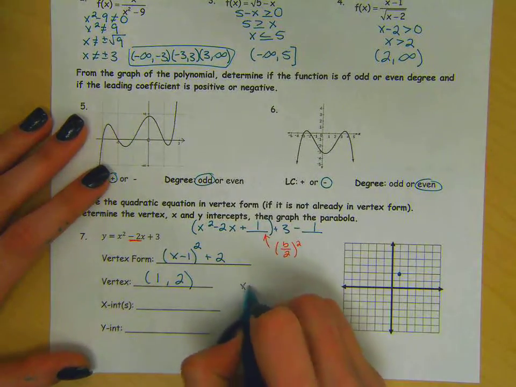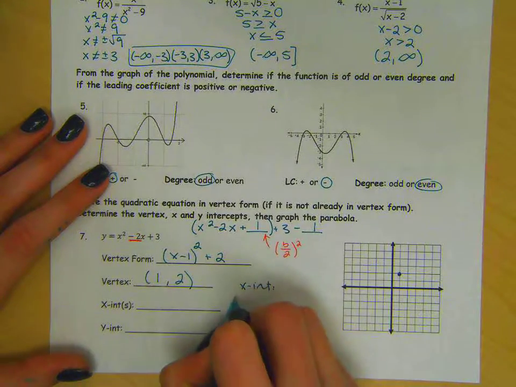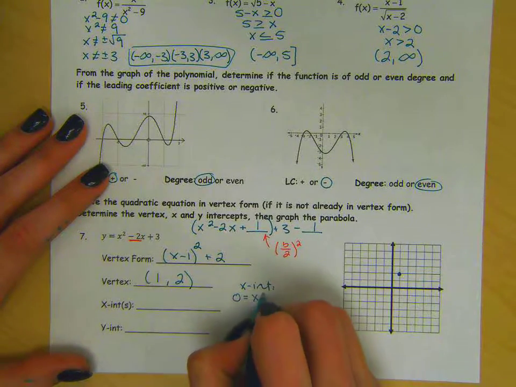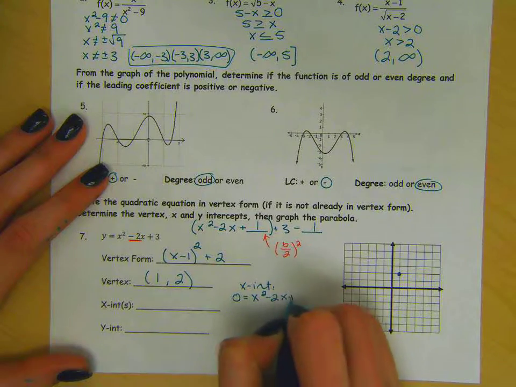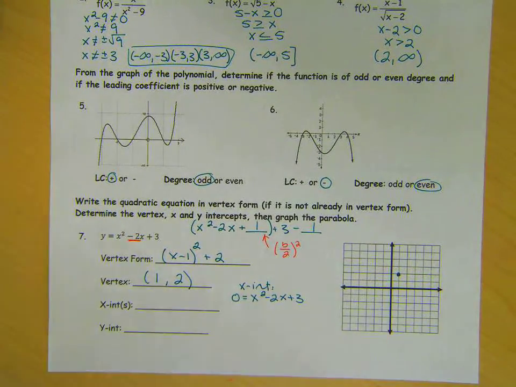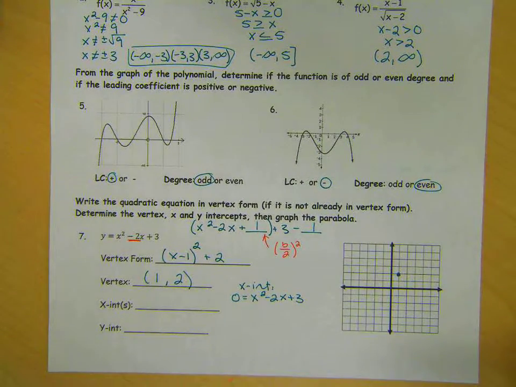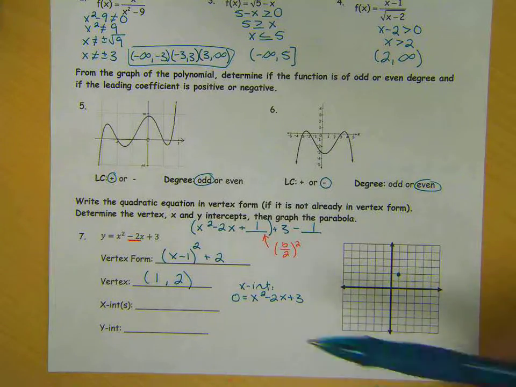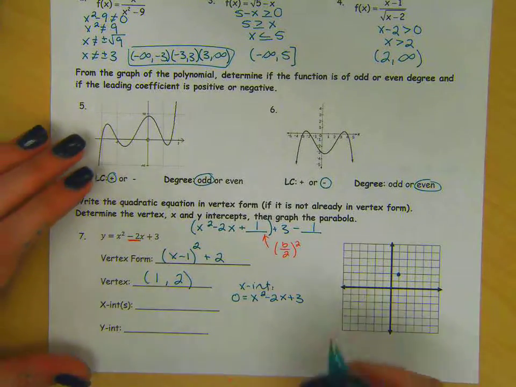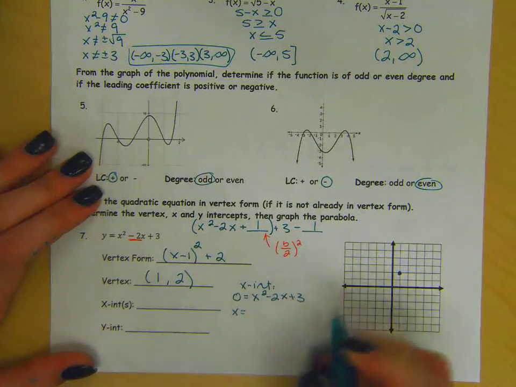To find the x-intercept, we set our y values equal to 0, x squared minus 2x plus 3. Our first attempt, or what we should think of trying first, is seeing if this is factorable. If it is not, we're going to have to do the quadratic equation. So I'm going to think about two numbers that multiply to 3 and add to negative 2, and I'm going to find that I can't come up with anything that does that. So I have to use the quadratic equation.